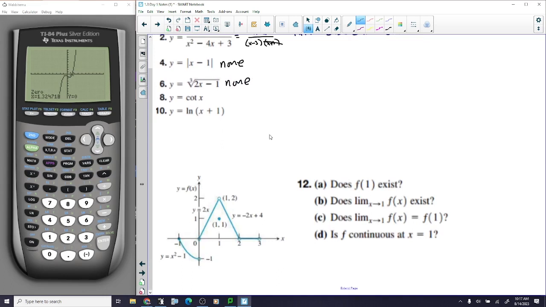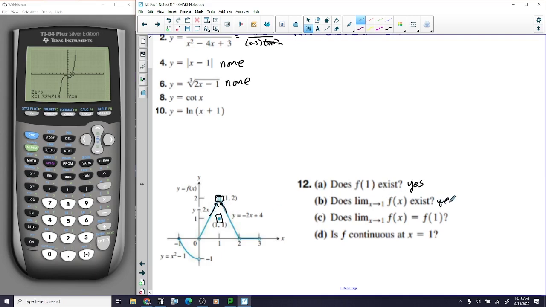Number 12. Does f of 1 exist? Yes, it does. f of 1 exists. Does the limit as x approaches 1 of f of x exist? Yes. And the answer happens to be 2. It's not 1. The graph is approaching 2. The graph is not approaching 1.